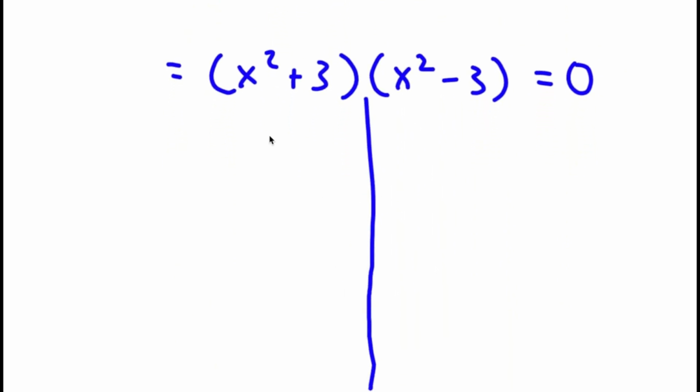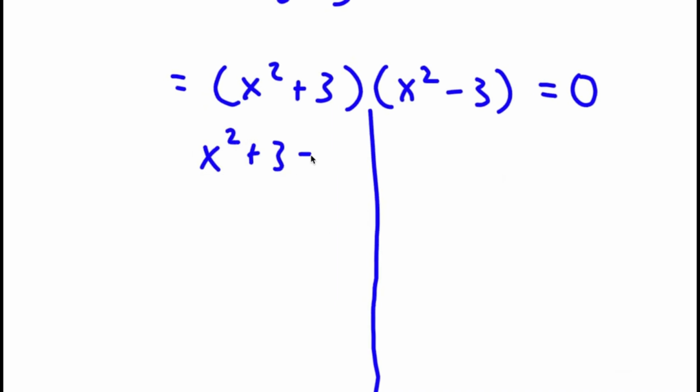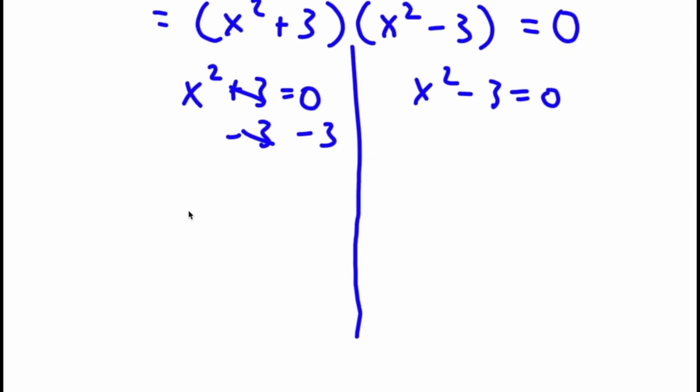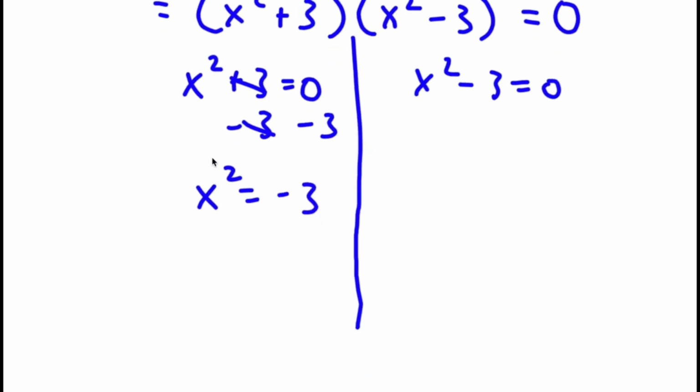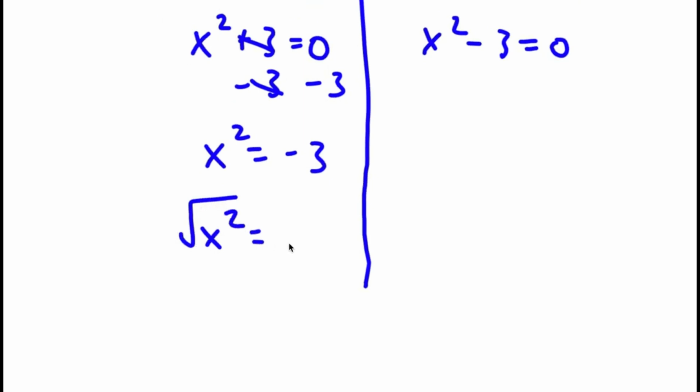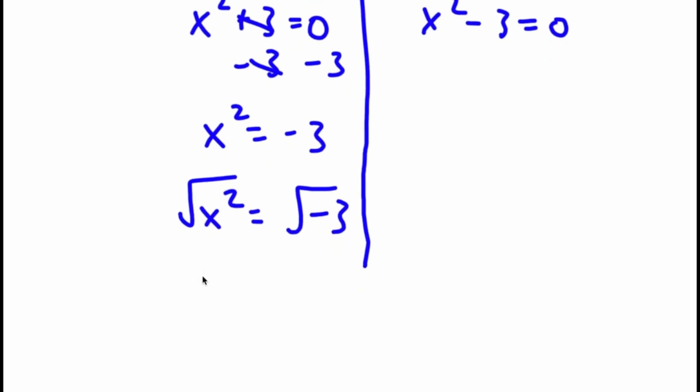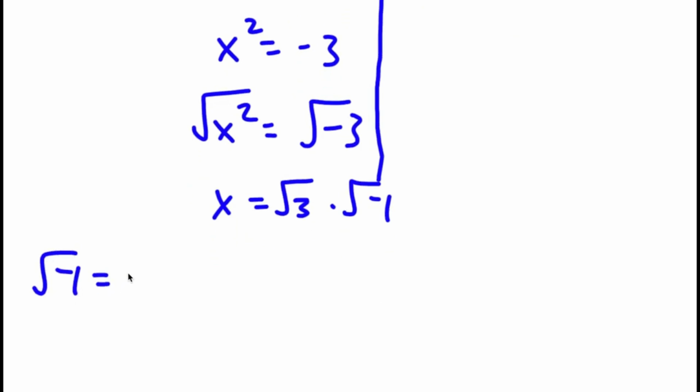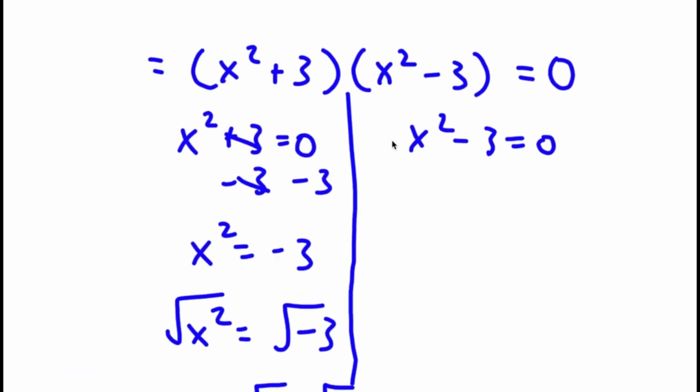Now I can split this into two equations. I have x to the power of 2 plus 3 is equal to 0, and I have x to the power of 2 minus 3 is equal to 0. So for x to the power of 2 plus 3 equals 0, I can simply subtract 3 on both sides, and I'll be left with x to the power of 2 equals negative 3. Now if I take the square root on both sides, square root of x squared is x, and the square root of negative 3 is the same thing as the square root of 3 times the square root of negative 1. And the square root of negative 1 is equal to i. So now I have x is equal to square root of 3i. This is positive or negative. So those are two solutions.